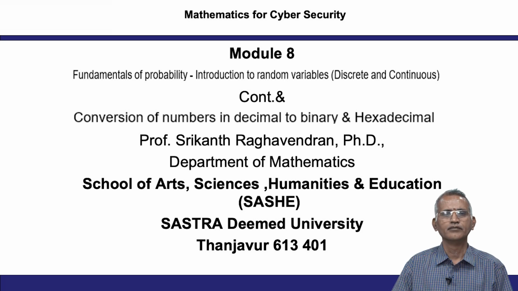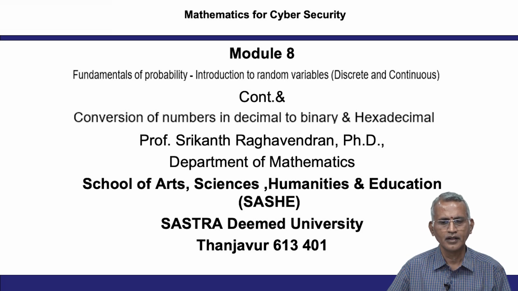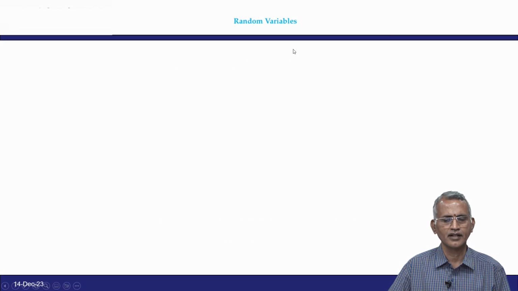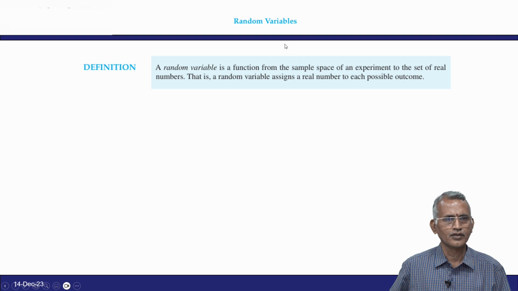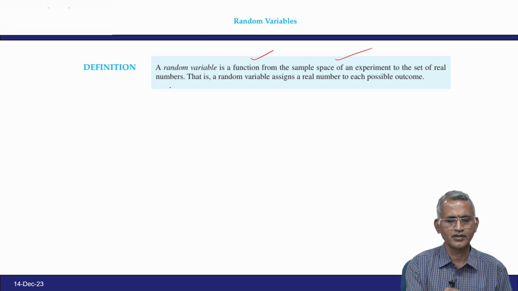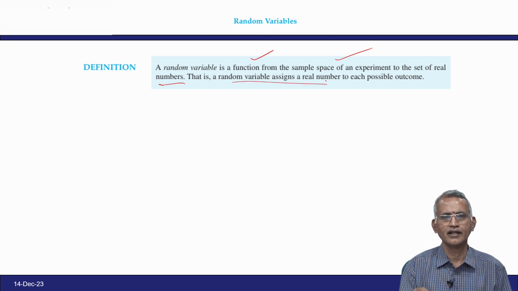Dear all, in continuation of random variable, we have to discuss some more problems, and once again recollect the random variable so that you can understand the problem. The definition of a random variable says that it is a function from the sample space of an experiment to the set of real numbers. That is, a random variable assigns a real number to each possible outcome.